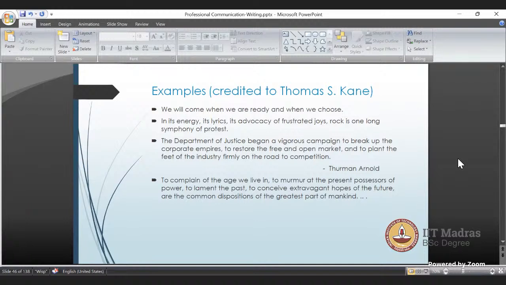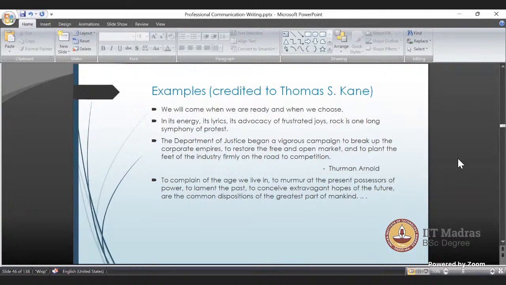Are they grammatically similar? Is when we are ready and when we choose, both of them, do you see that they are grammatically similar to each other? Same structure, right? Yes, ma'am. When we are ready and when we choose, both of them are related to the "we will come" part, that main clause that you have in the beginning. Both of them are related to that particular part, and additionally, they are grammatically similar also.